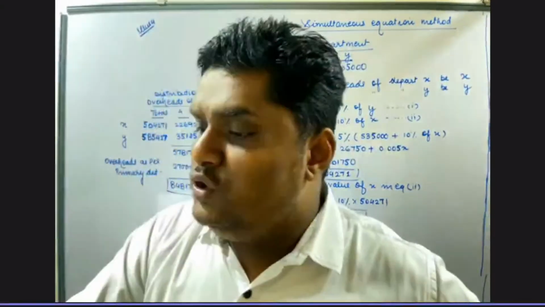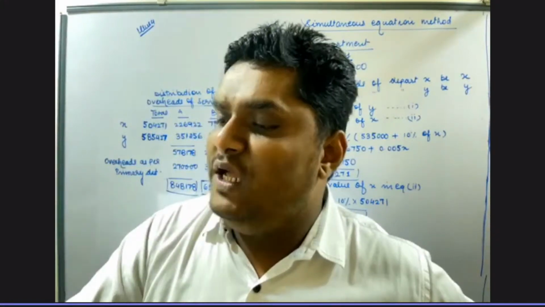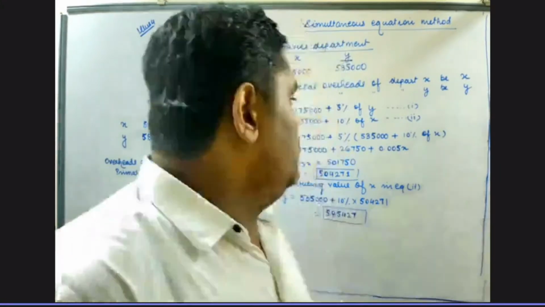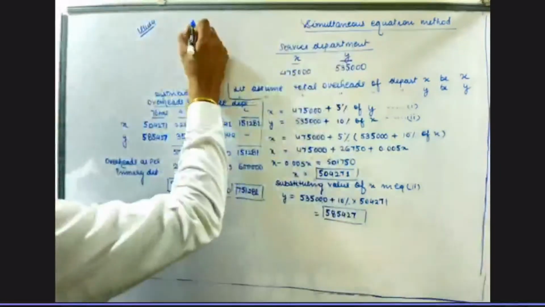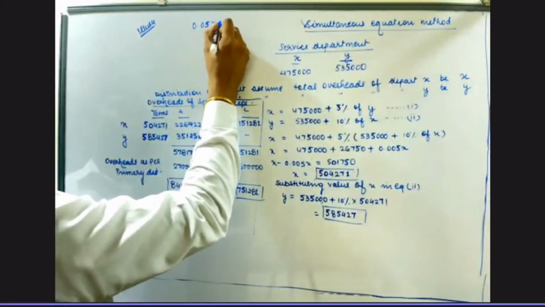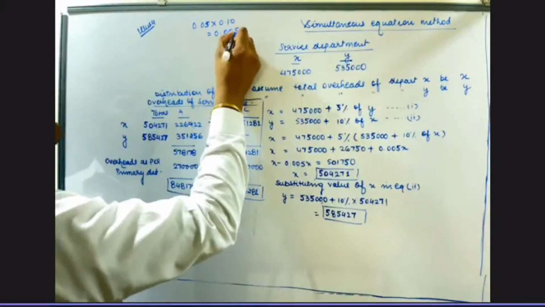I request you, Vishal, to please recalculate the answer. Soumyakant Raut, sir, 5% of 10% is 0.005. How come? So 5% is 0.05 and 10% is 0.10. This will be 0.005.